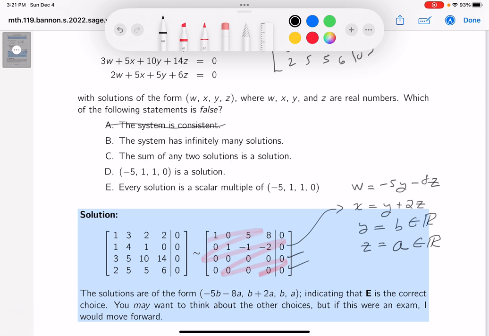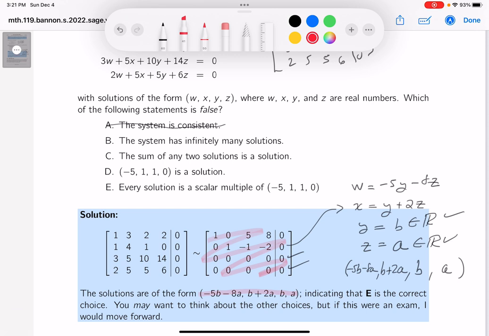So now I've got some ordered pairs over here. Let's write this down for you. Starting with the Z would be A, and then Y is B. And then for X, you get B plus 2A. And then what do you get for the W? The Y is B, so minus 5B, and then minus 8A. That's written right over here.